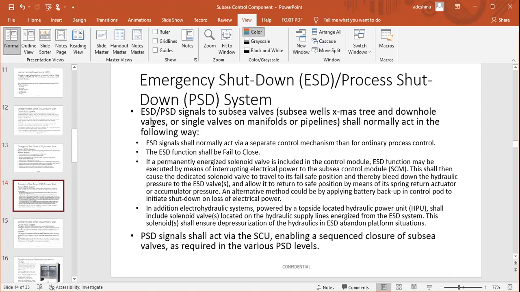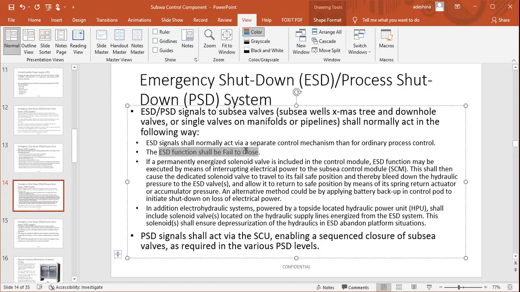So next we have our ESD / PSD valves can give us signal when there is an operation on the Christmas tree. All right, so when we have an abnormal operation that calls for shutting in, this signal can be seen on the human machine interface top side, and the ESD or the PSV, as the case may be, can be acted upon to shut in our well. Okay? So ESD signal usually acts as a separate control mechanism. And you can see, as I was saying in the last slide, the ESD function shall be fail to close. So once there's a failure, the valve closes automatically.